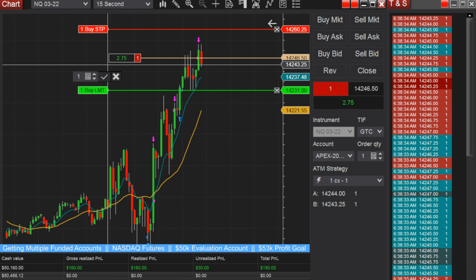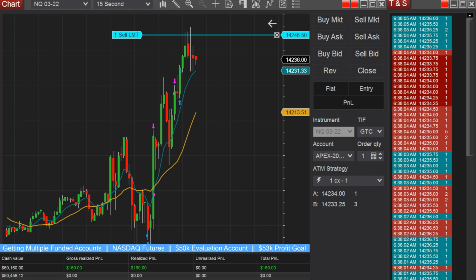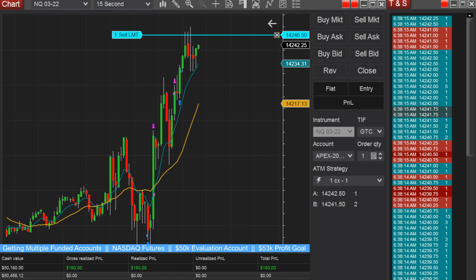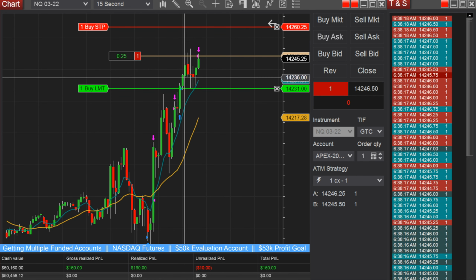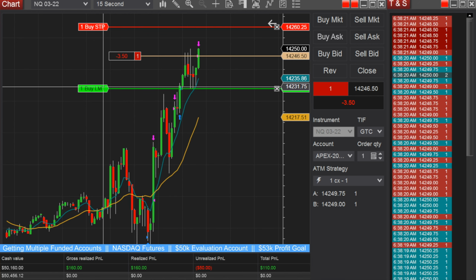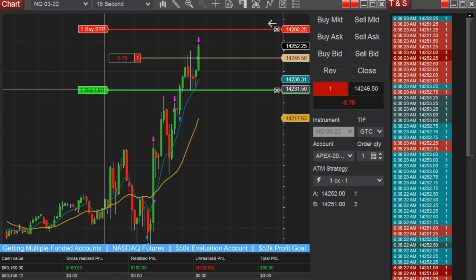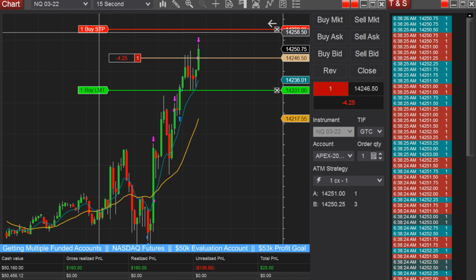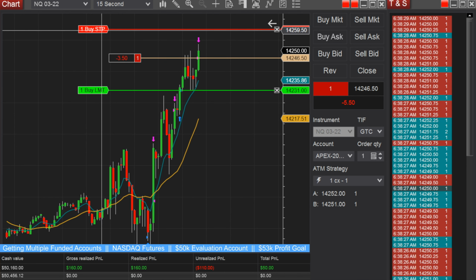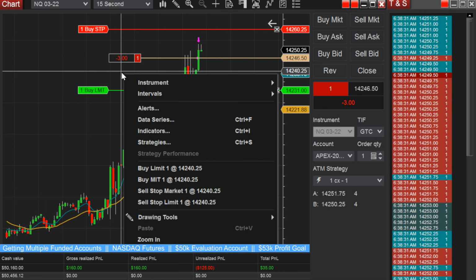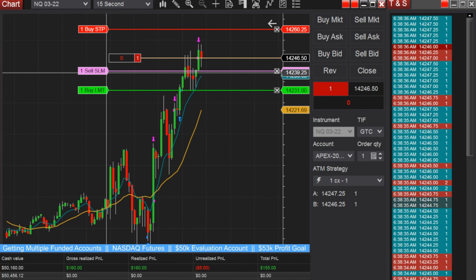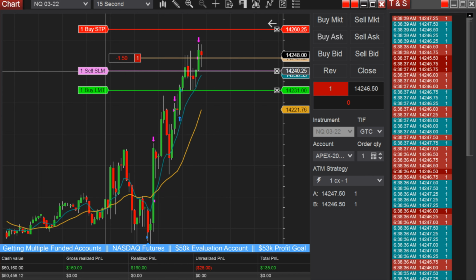Fast forward too much there. There we go. So I should get filled right about here. So filled there for one contract. Pretty strong move up. I don't like the way it's breaking and then hesitating, but I will add to the position if it does break the low of the previous candle.